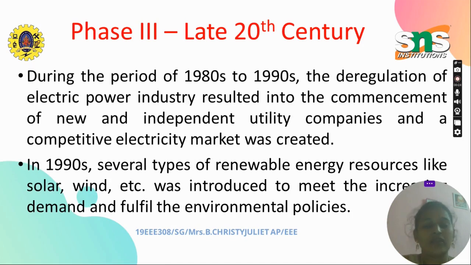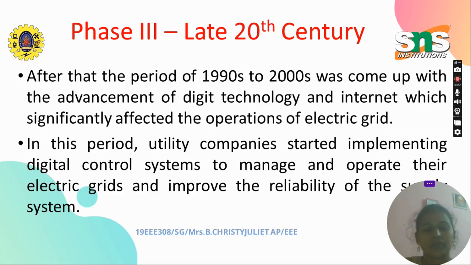Phase 3 is the late 20th century, the period from the 1980s to the 1990s, and this is the period where deregulation of the electric power industry commenced, because of which independent utility companies and a competitive electricity market were created. In the 1990s, several types of renewable energy sources like solar, wind, etc. were introduced in order to meet the demand and fulfill environmental policies, that is zero carbon emission.